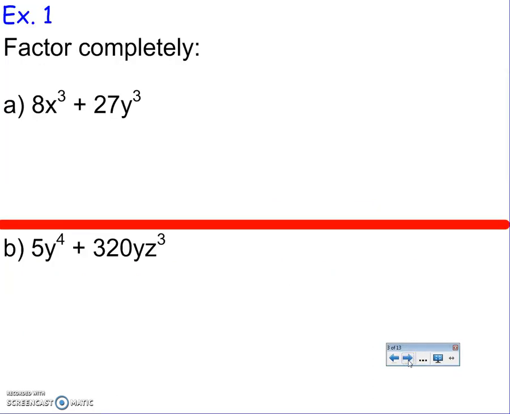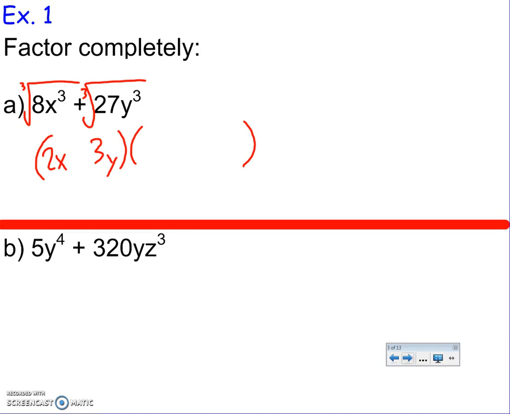Alright, so here's the first example. Factor completely. Well, I see they're both cubic terms. See, 8x cubed, 27y cubed. That means I'm going to try to cube root both of them. So if I cube root this and cube root this, I get, well, the cube root of 8 is 2, because 2 times 2 is 4 times 2 is 8, and x. Right? 27y cubed is really 3y, because 3y times 3y times 3y is 27y cubed.